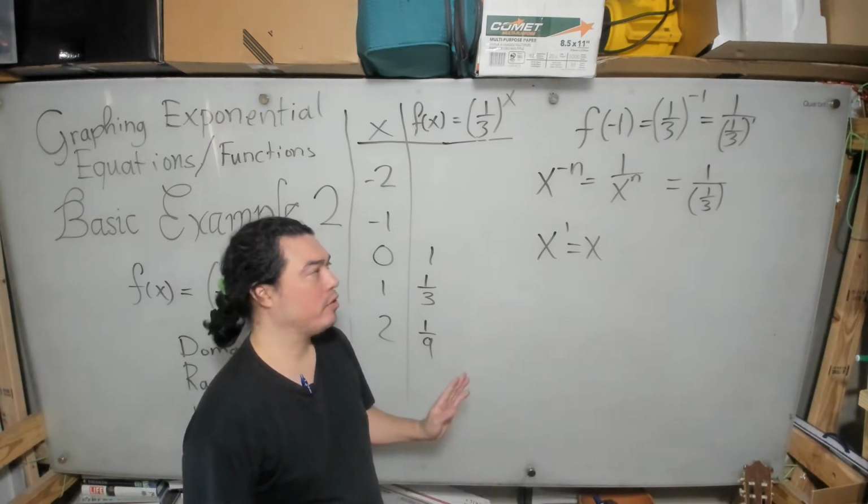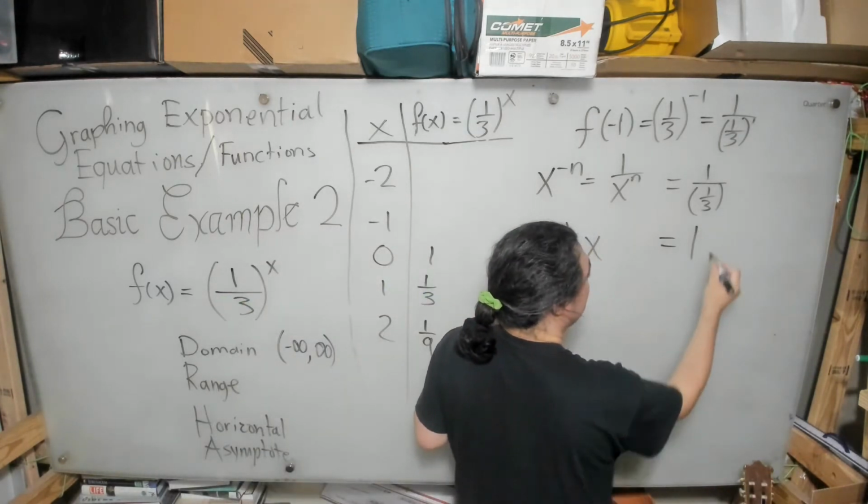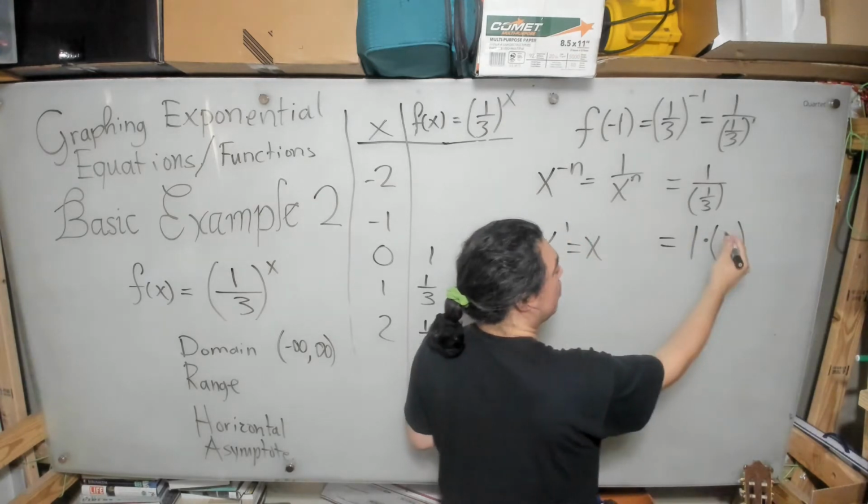We multiply by the reciprocal. So in this case, I'm going to have the numerator, the 1, times the reciprocal of the denominator. What's the reciprocal of 1/3? 3 over 1.